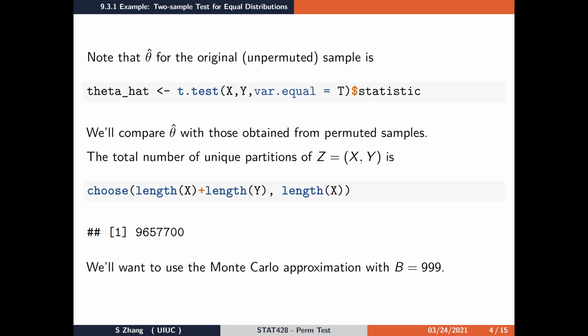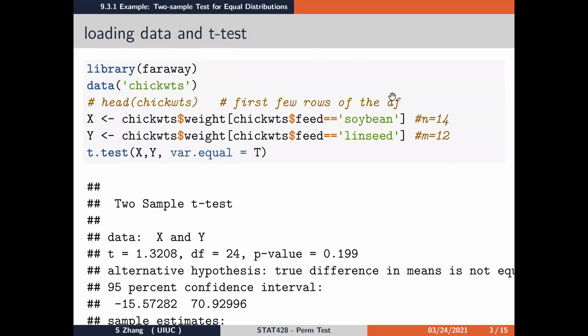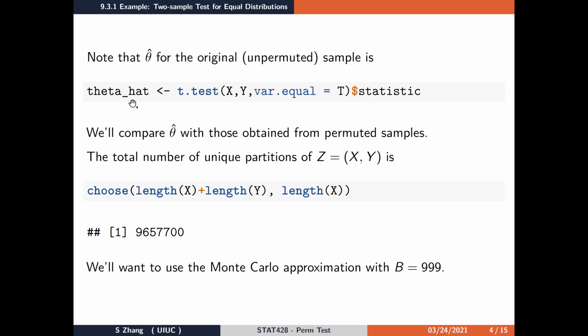So our first step in conducting the permutation test is always to compute theta hat. Theta hat is the estimator, or the test statistic, computed using the original unpermuted sample. And this is simply the statistic t, 1.32, from when we did the t-test. So theta hat on the unpermuted sample, or the observed sample, is t.test(x, y, var.equal=TRUE), and it's the statistic element inside.